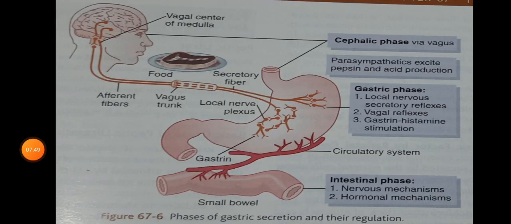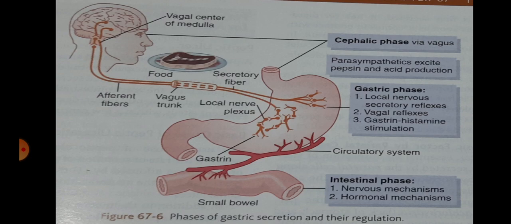You can see the signals are coming from the vagal center of the medulla, then through the afferent fibers, then they relay in the vagus trunk, then they get dispersed into secretory fibers and local nerve plexus, right. Now let's look at the gastric phase, how it is regulated. It is regulated by 1. local nervous secretory reflexes, 2. vagal reflexes, 3. gastrin-histamine stimulation, right.